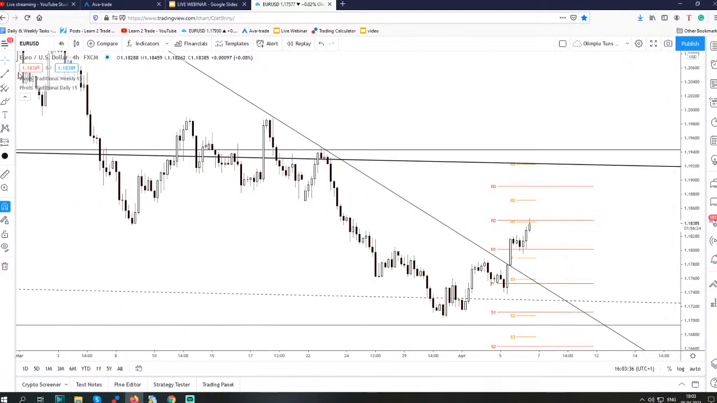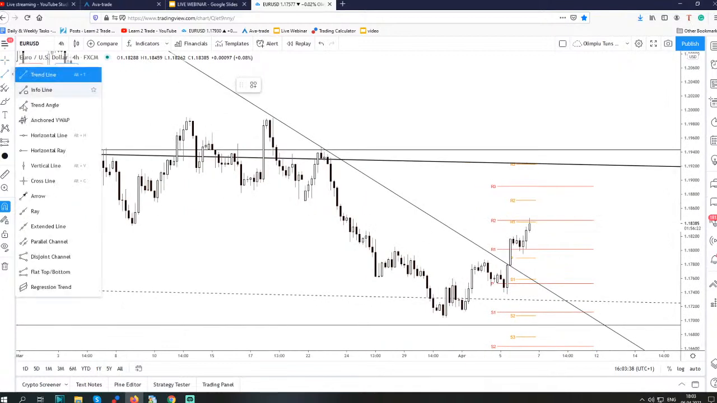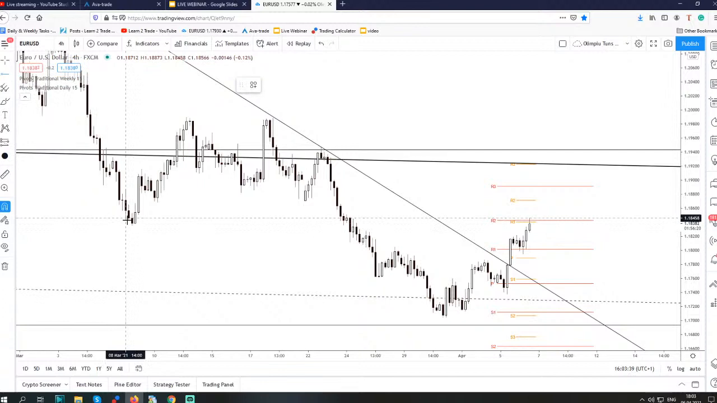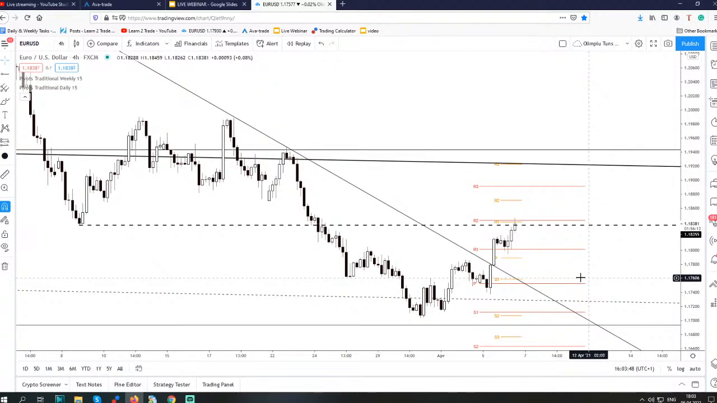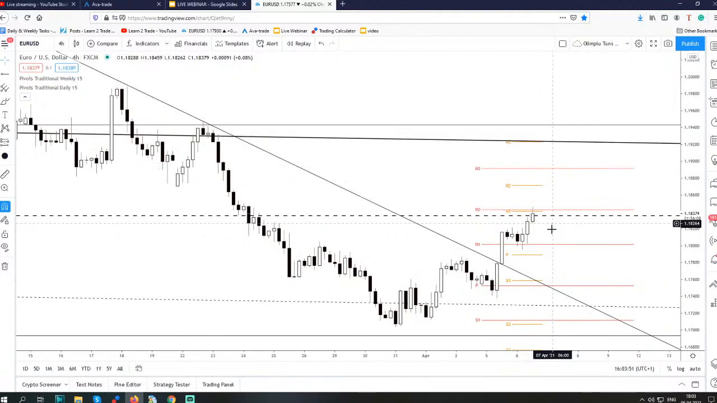We have an important resistance here, guys, at 1.1835. Let's see how the price reacts around 1.1835, around the weekly R2 level resistance 1.1842, and also above the daily resistance 1.1840.